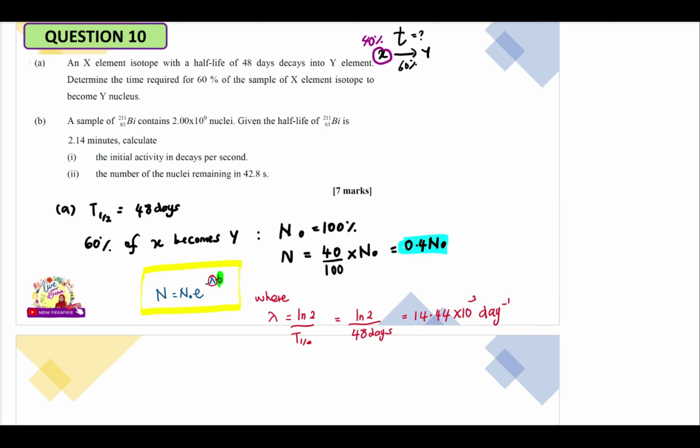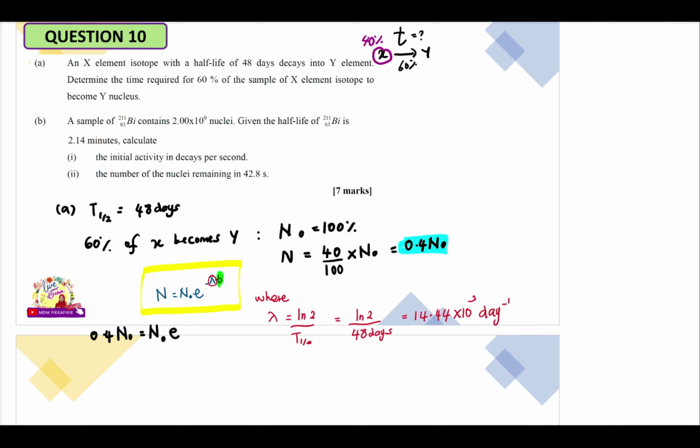Initial nuclei tu kita tak tahu. Yang kita tahu dia adalah 100% sajalah. Okay. So, saya hanya masukkan 0.4. N naught is equal to N naught E. So, lambda kita berapa? So, kita masukkan lambda kita.